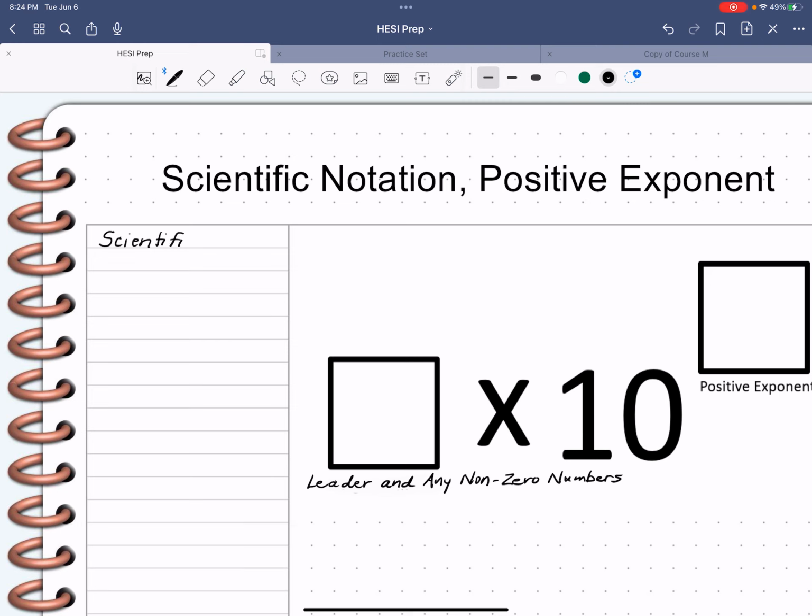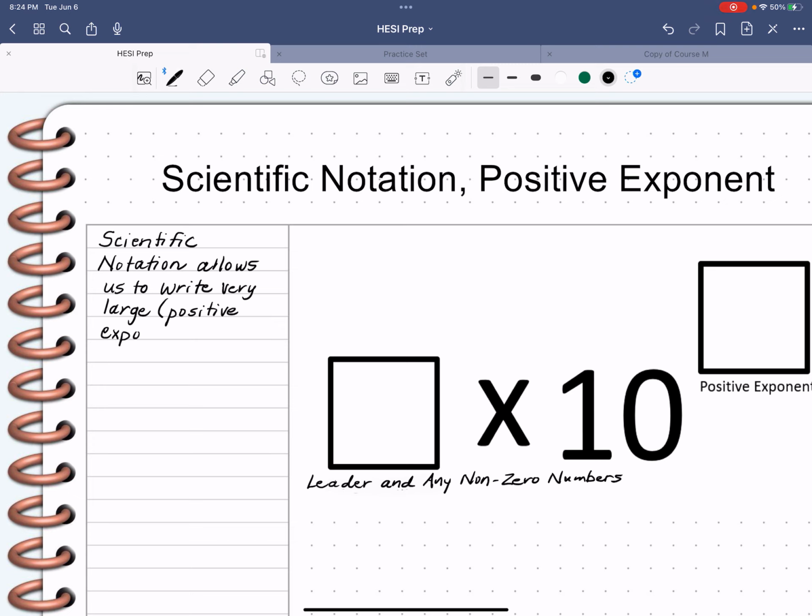Scientific notation is not on the practice test for HESI, but I have seen lists of HESI skills that tell me that it is on there. So I didn't want to just skip it. I wanted to make sure that I gave you the skills that you may need. But I'm going to let you decide whether or not you want to study this. I just want to present the info to you and let you decide.